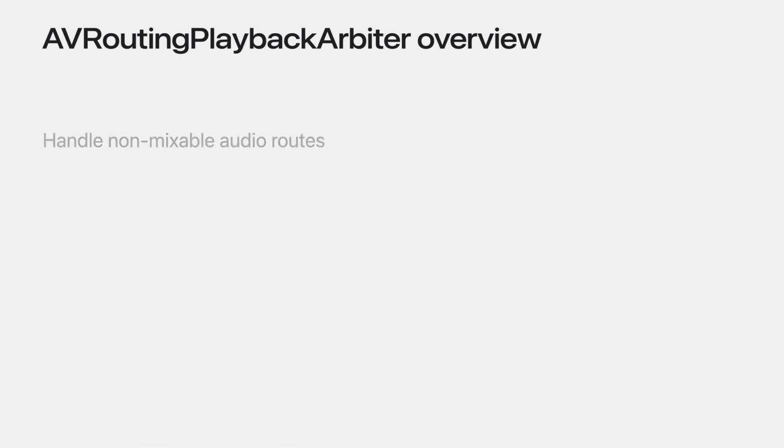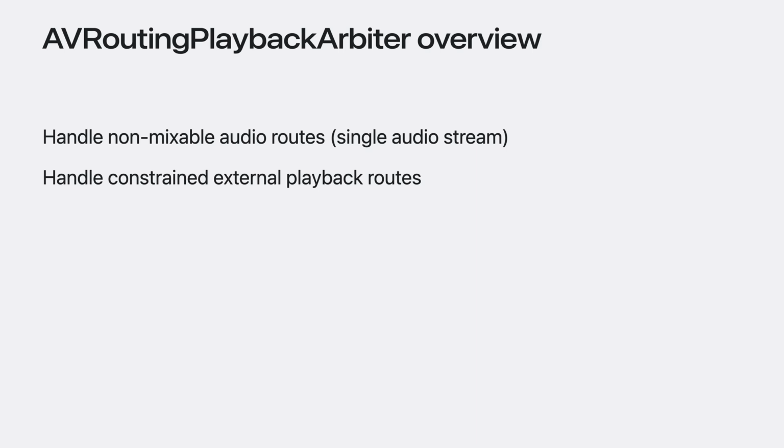The AV routing playback arbiter is responsible for managing and applying preferences on non-mixable audio routes. These are audio routes where only a single audio stream can be played, and concurrent audio playback on the receiver is not possible. The playback arbiter also handles constrained external playback video routes. These are routes where only a single video stream can be played on the receiver, such as with AirPlay Video and Lightning Digital AV adapters.